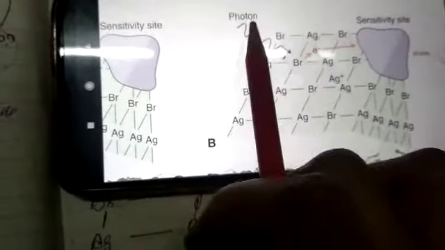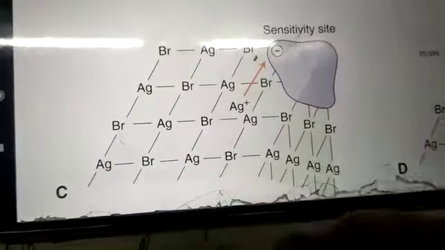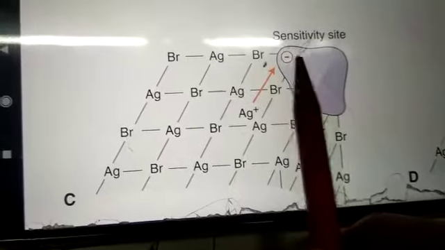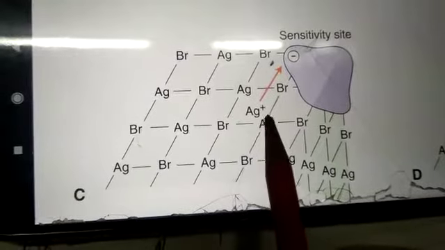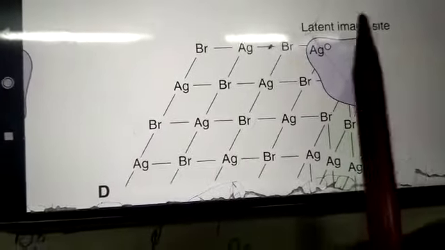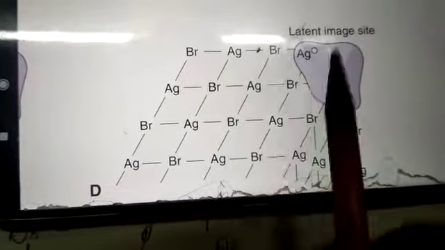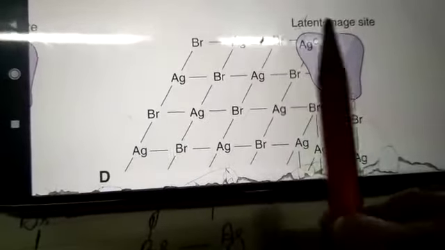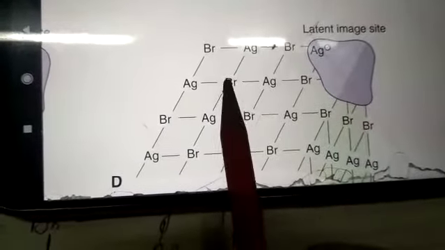Now when the photon hits the bromide, it releases the electron, and this electron will reach the sensitive site. When it reaches the sensitive site, it makes the site negatively charged. Now this negatively charged sensitive site attracts the positive free silver ion, and this positive free silver ion gets trapped in the sensitive site and makes a latent image site. There are many sensitive sites, so it doesn't mean this phenomenon is going on in only one part of the film. It is going on in different parts of the film.